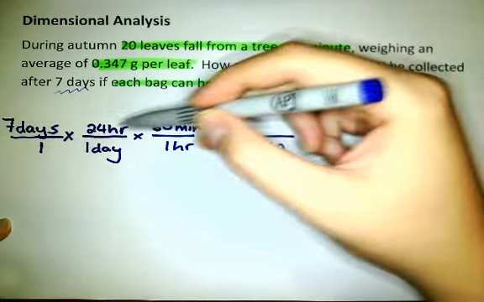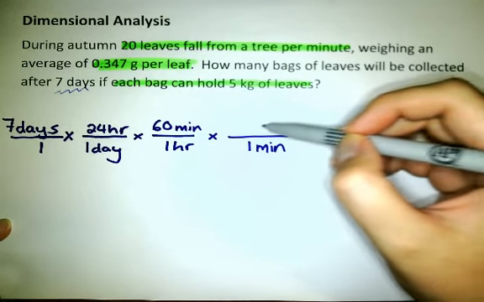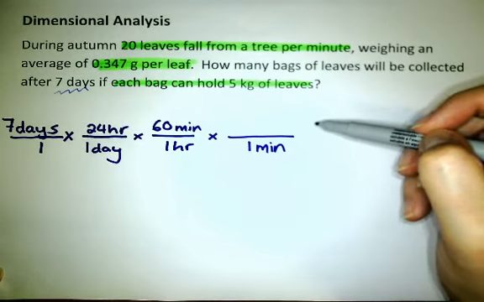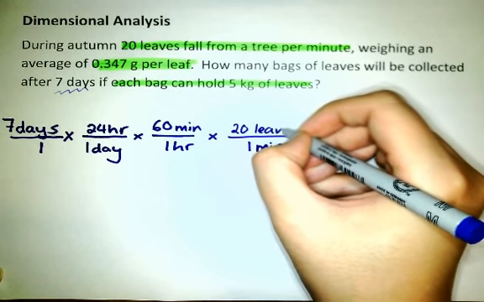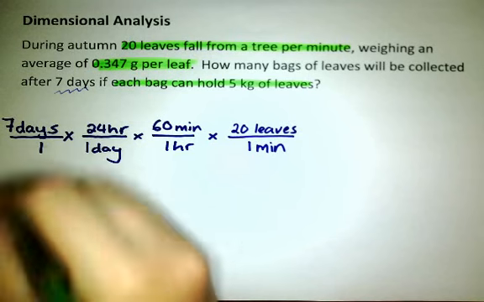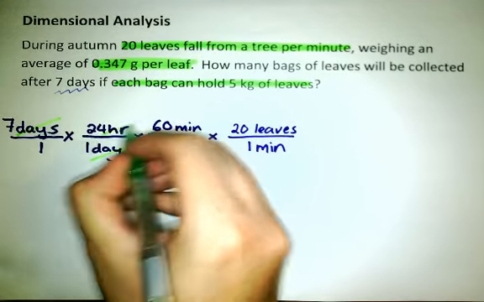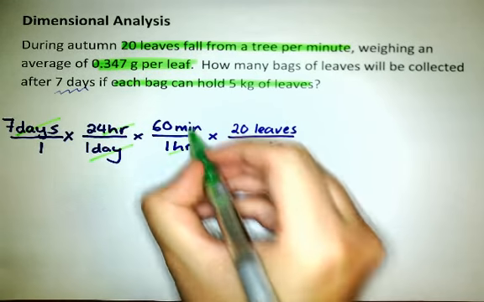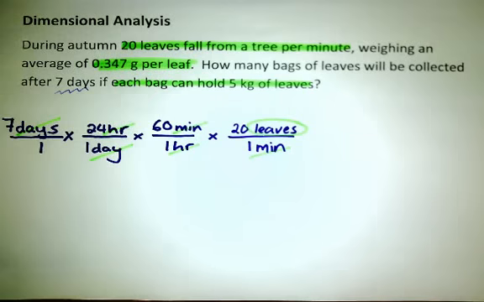It just needs to flow from your starting point. That's why we have minutes at the bottom here. Minutes could also be at the top, depending on the flow of the calculation. So at the top here we have 20 leaves. Now we can see our days cancel, our hours cancel, our minutes cancel, and we've got leaves at the top.